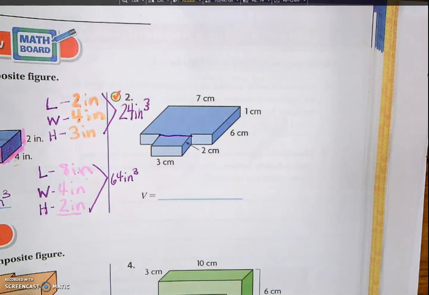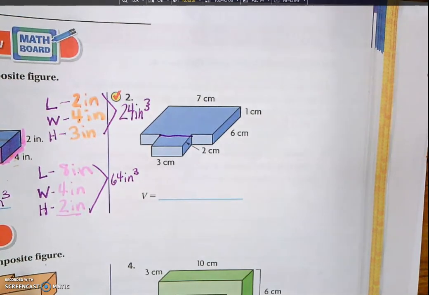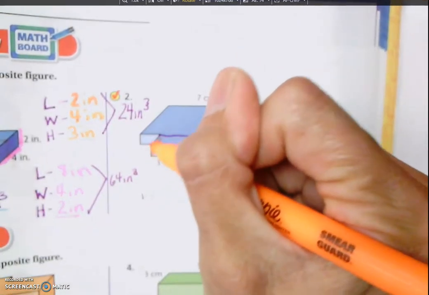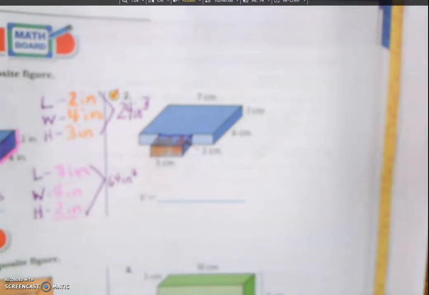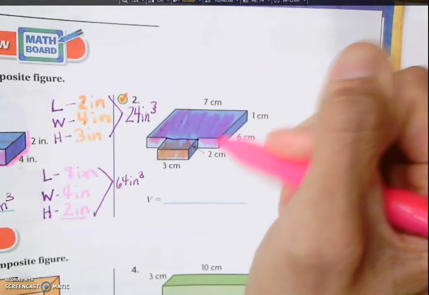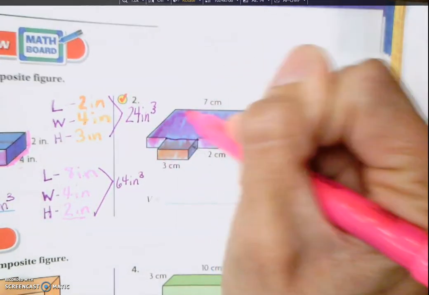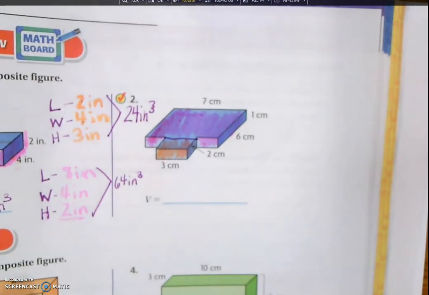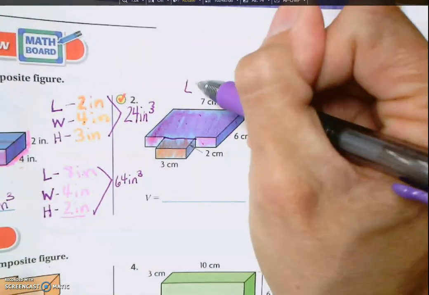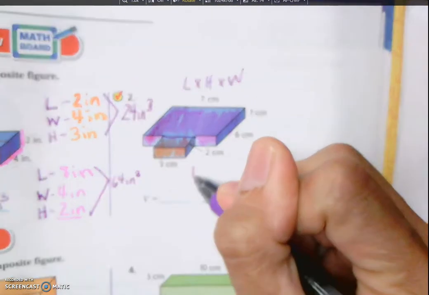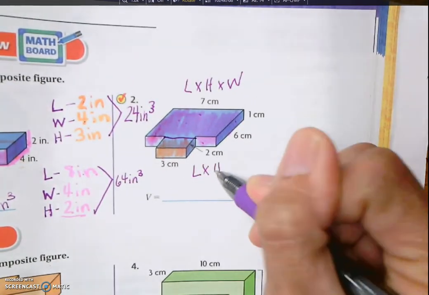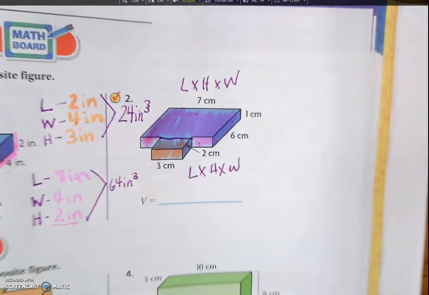Okay, so we have two totally separate things. And you may, just to make your life easier, want to color them in so that you don't get confused. This one is orange, and this one back here is pink. Awesome, great, we love it. And in the pink one, we're going to have a length times a height times a width. And in the orange one, we're going to have a length times a height times a width. So let's figure out what those are.